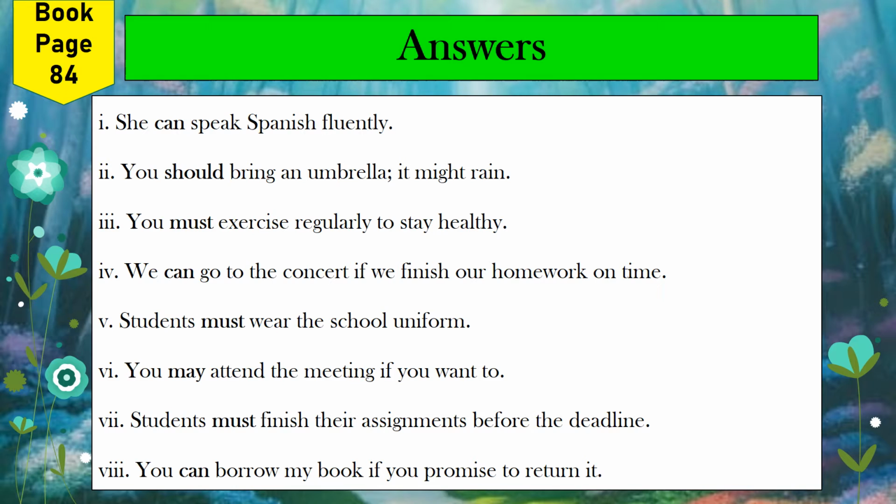5. Students must wear the school uniform. Must is used to show that it is a rule or requirement. 6. You may attend the meeting if you want to. May is used to give permission. 7. Students must finish their assignments before the deadline. Again, must expresses obligation. 8. You can borrow my book if you promise to return it. In this case, can is used to show permission.